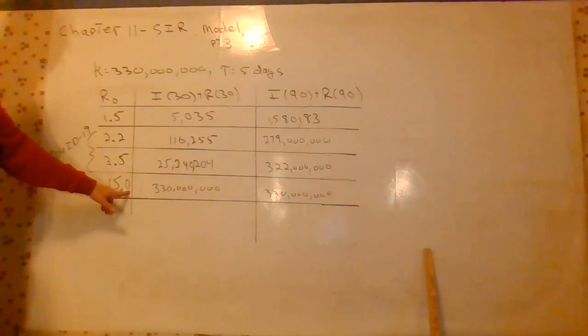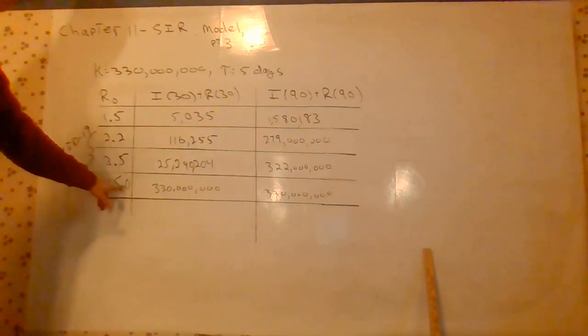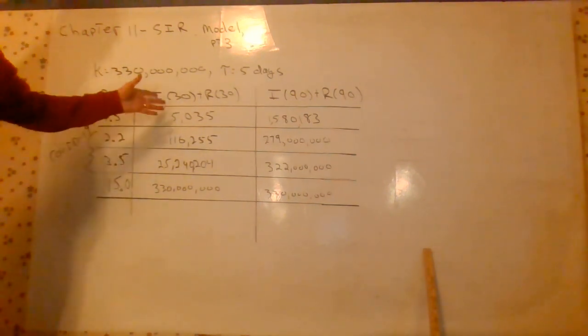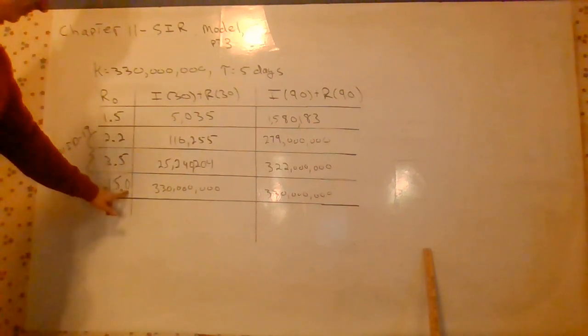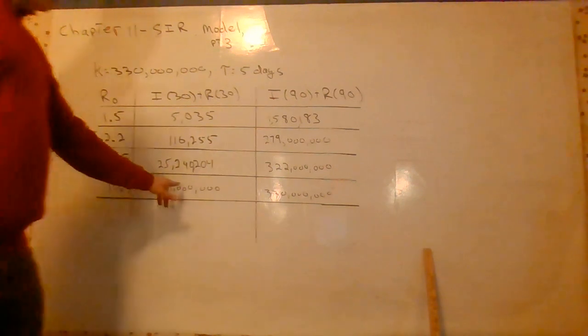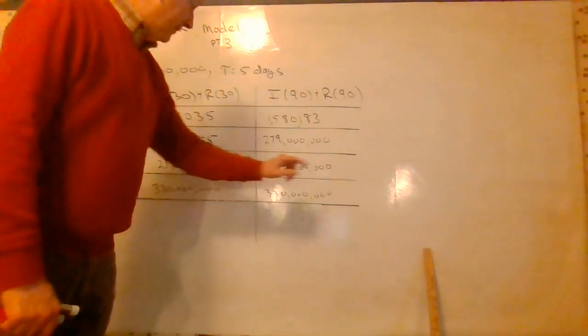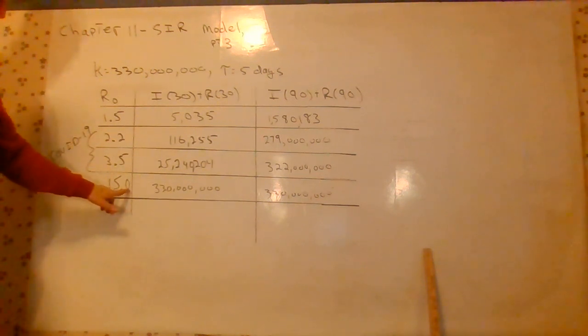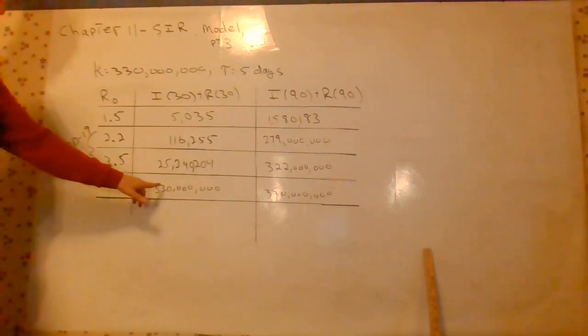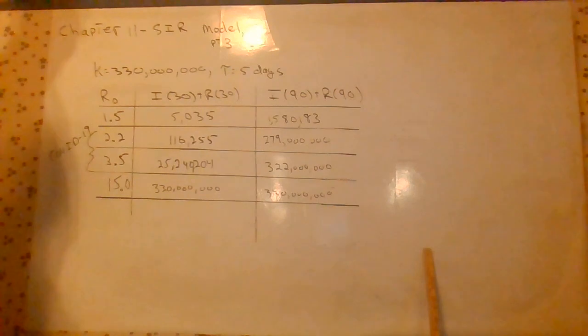Something like the measles actually reaches full infection using the SIR model in about 12 to 13 days. I mean, that seriously moves fast. Full infection in 30 days, full infection in 90 days. So if something like COVID comes through and it has a reproduction number of 15, you better head for the mountains.